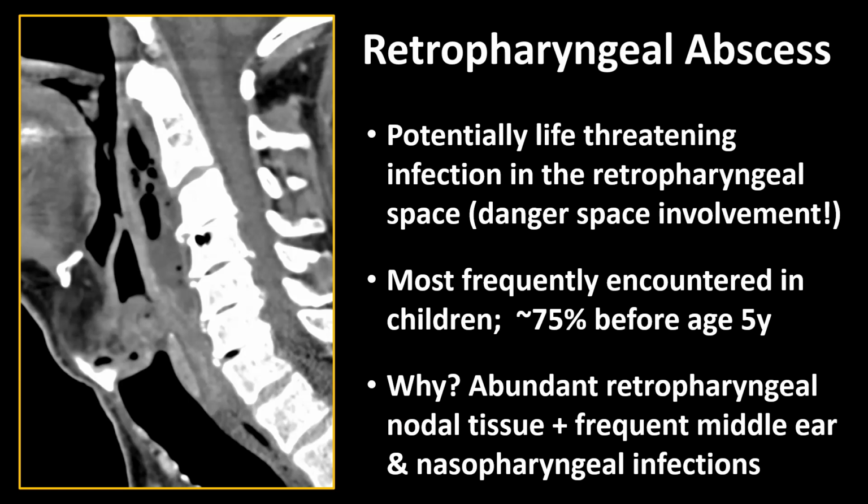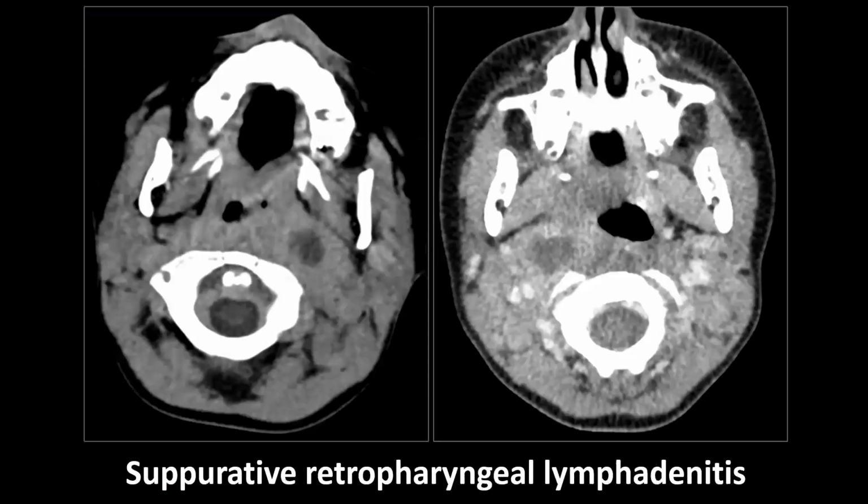Retropharyngeal abscesses are often secondary to an infection somewhere else in the head and neck. Because if you have an infection somewhere in the head and neck regions, secondarily, retropharyngeal lymph nodes can become involved as well. They can suppurate and they can break through into the retropharyngeal spaces, causing an abscess there.